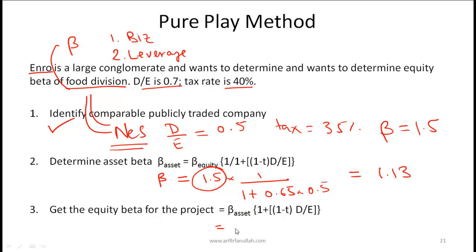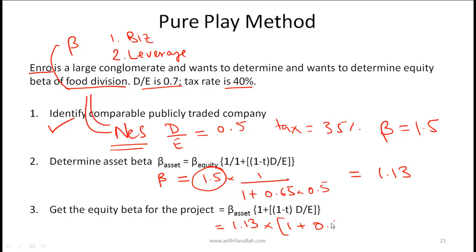So in the last step we are taking the asset beta of Enro, which is 1.13. This is actually the asset beta of Ness, which is the same as the asset beta of the food division. And then we are asking what would be the equity beta, which means we are leveraging this up based on the debt equity ratio of Enro's food division. So this would be 1.13 times 1 plus (1 minus the tax rate). Remember, the tax rate for this entity is 40%.